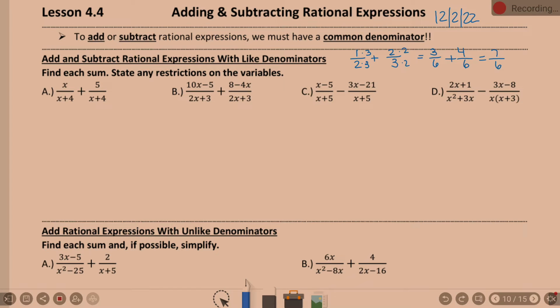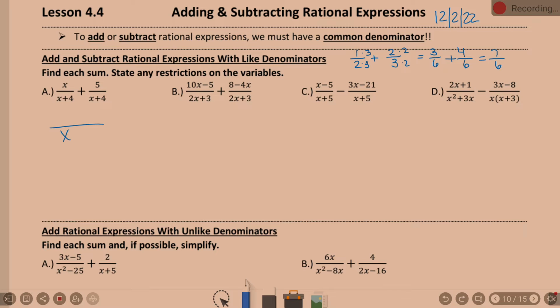Okay, so we just did 1/2 plus 2/3. Now, let's look at this first set. We would need to add the fractions: x over x plus 4 plus 5 over x plus 4. Thankfully, they have the same denominator. So, like over here, we got the same denominator of 6. We kept the 6, and then we just added the tops, the numerators. Good to go.